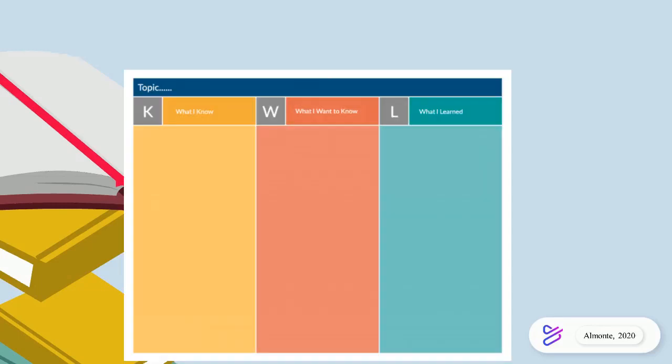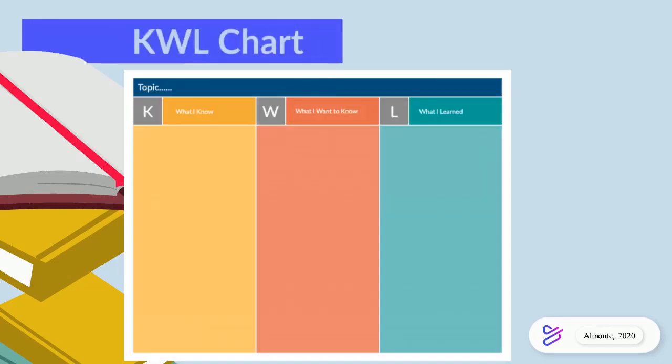The KWL chart is used for gathering information from students' prior knowledge or experience. This 3-column chart captures the before, what the reader already knows, during, what the reader wants to learn, and after, what the reader learned, stages of reading.